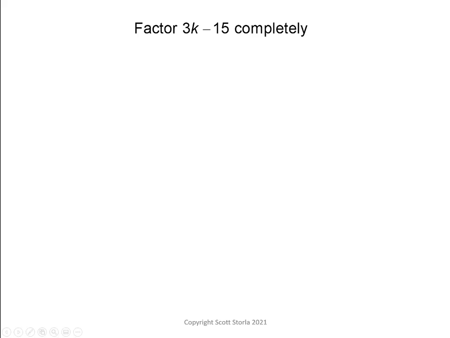And here's the last one. Since 15 has factors 3 and 5, the GCF is going to be 3. The first factor will be 3 times k, and the second 3 times 5. I'll factor out the 3, and in my parentheses, I'll put the k minus 5. If I distribute, I'll get 3k minus 15, which is a good check on my work.